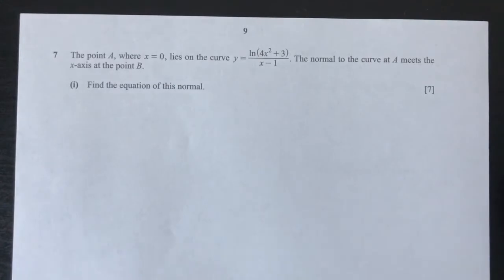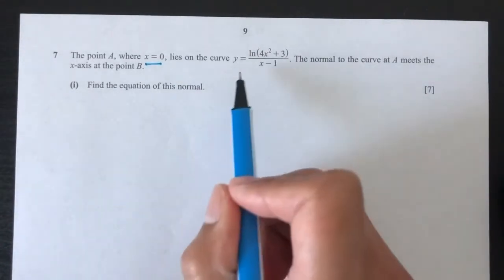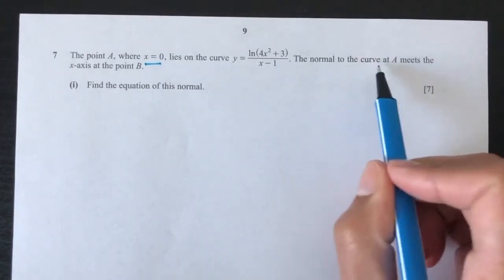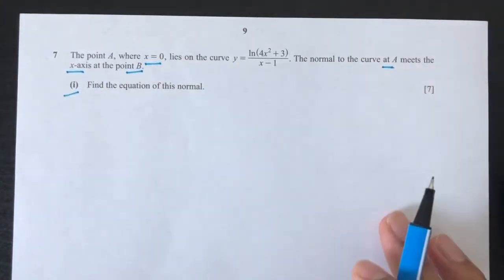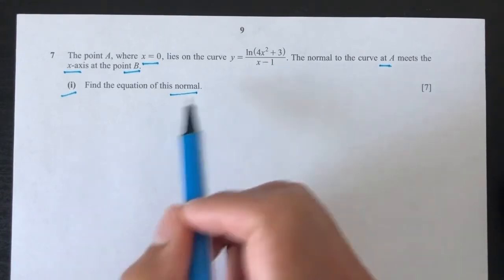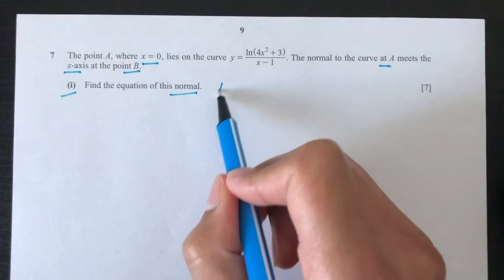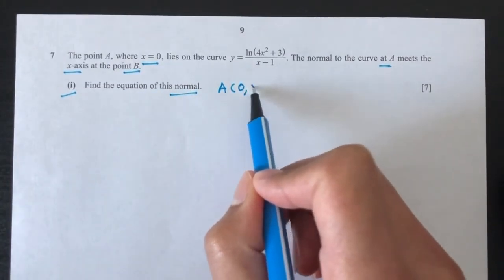Now question number 7, the point A, where x is equal to 0, lies on the curve y. The normal to the curve at A meets the x-axis at point B. So first one is to find the equation of this normal. Okay, so we have to find the equation of the normal. So the normal goes to the point of A. So what is the point A? We know that the point A where x is 0, so we have to find the value of y.